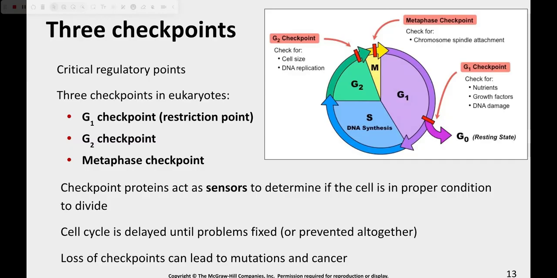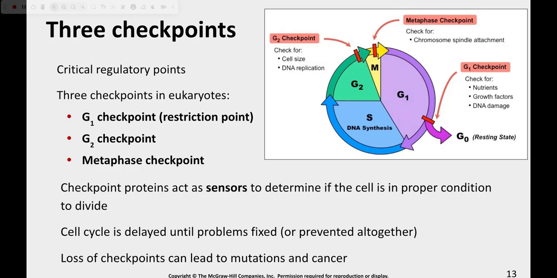It's when these checkpoints start to fail that we can get things like mutations or cancers starting to occur. So these checkpoints do play a very critical role within our cells, within our entire body.